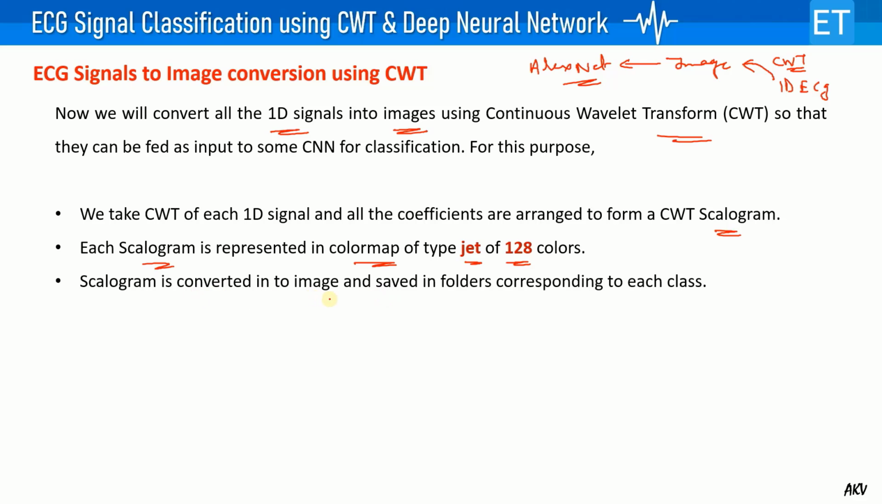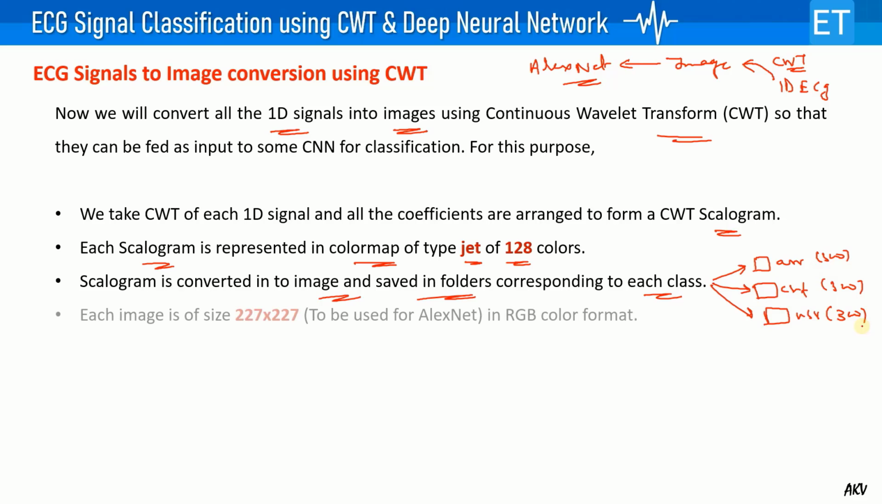Scalograms then will be converted into images and will be saved into the folders corresponding to each class. So obviously we will create three folders: one folder by the name ARR, a second folder by the name CHF, and a third folder by the name NSR. In each folder we will save all those 300 images. I mean 300 images here, 300 images in this folder, and 300 images in this folder. So a total of 900 images we will have as a database.